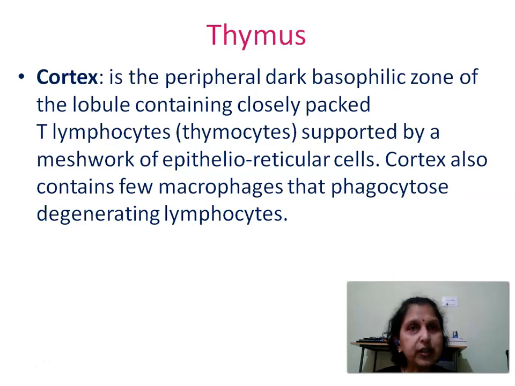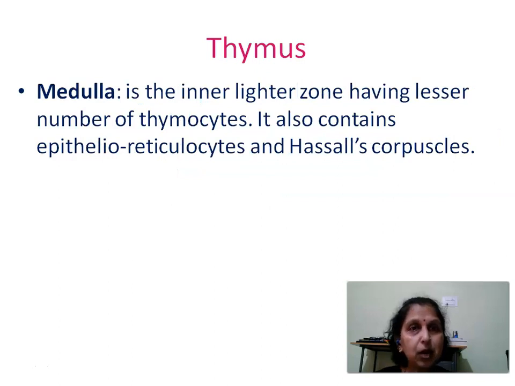The cortex of a thymus lobule is the peripheral dark basophilic zone of the lobule containing closely packed T lymphocytes known as thymocytes, supported by a meshwork of epithelio-reticular cells. Cortex also contains a few macrophages that phagocytose the degenerating lymphocytes. The medulla of the thymic lobule is the inner lighter zone having a lesser number of thymocytes, and it also contains epithelio-reticular cells and the Hassall's corpuscles.